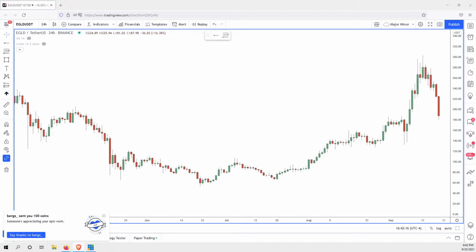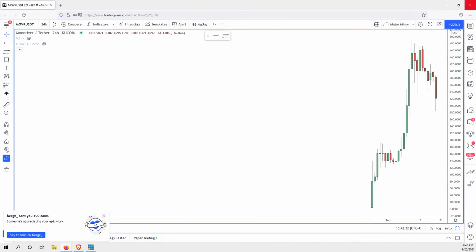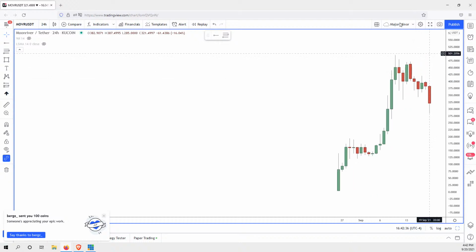Have you been looking at Moon River, MOVR, by any chance? Being a small market cap, it's probably risky to hold right now. What's your opinion? Francois asks. Okay, so let's take a look here. Moon River, is that a coin? I guess it is. Moon River against Tether. All right, interesting. Thanks for bringing this one up, Francois.